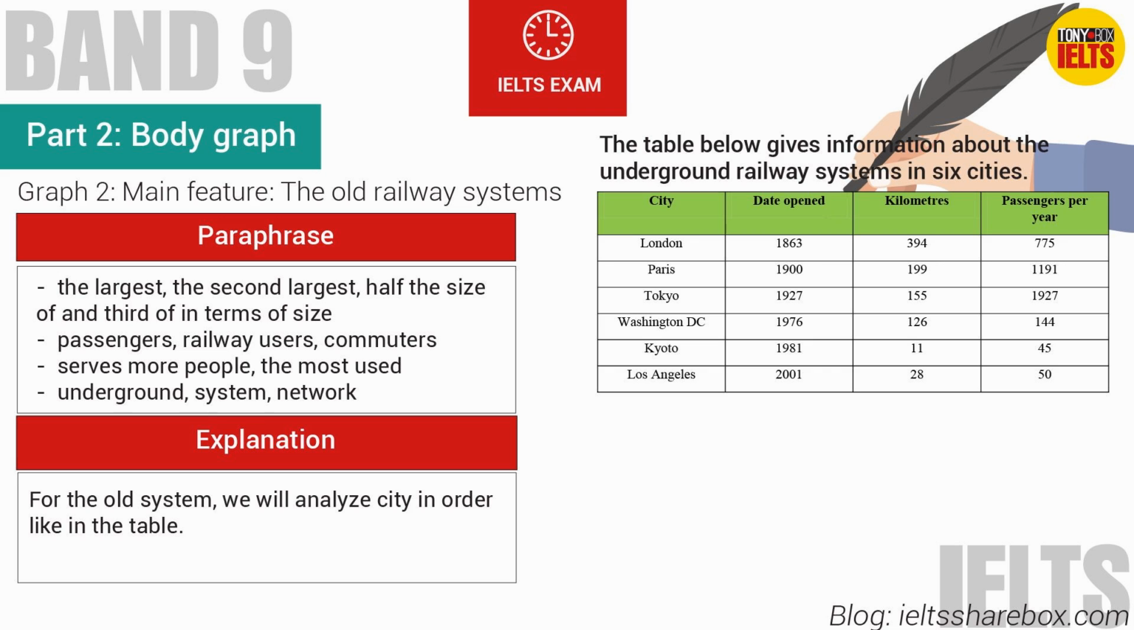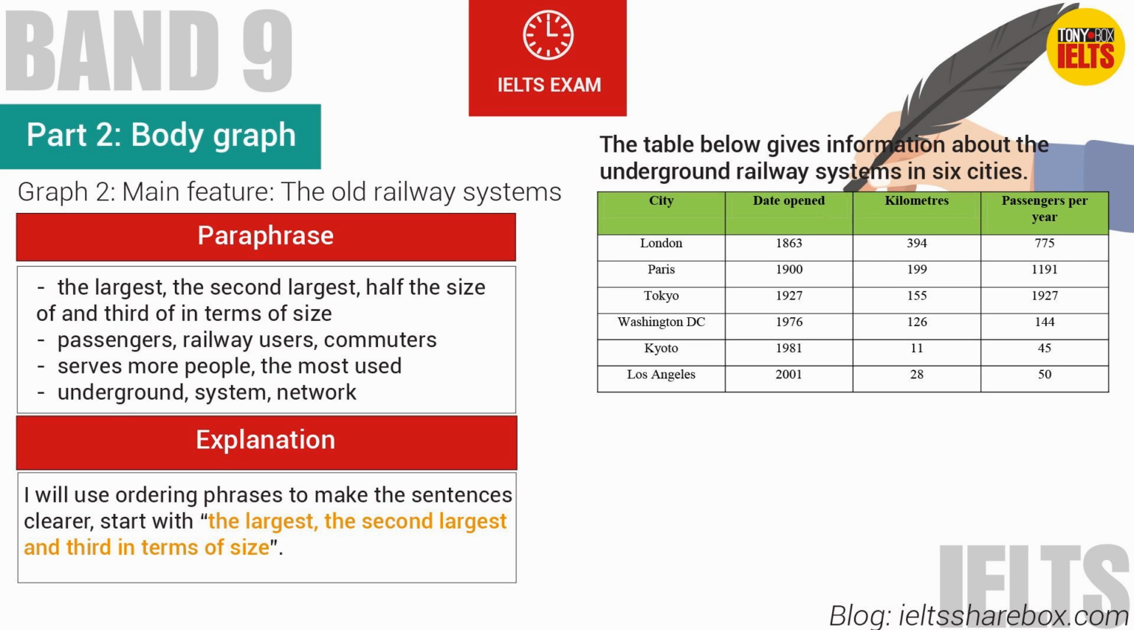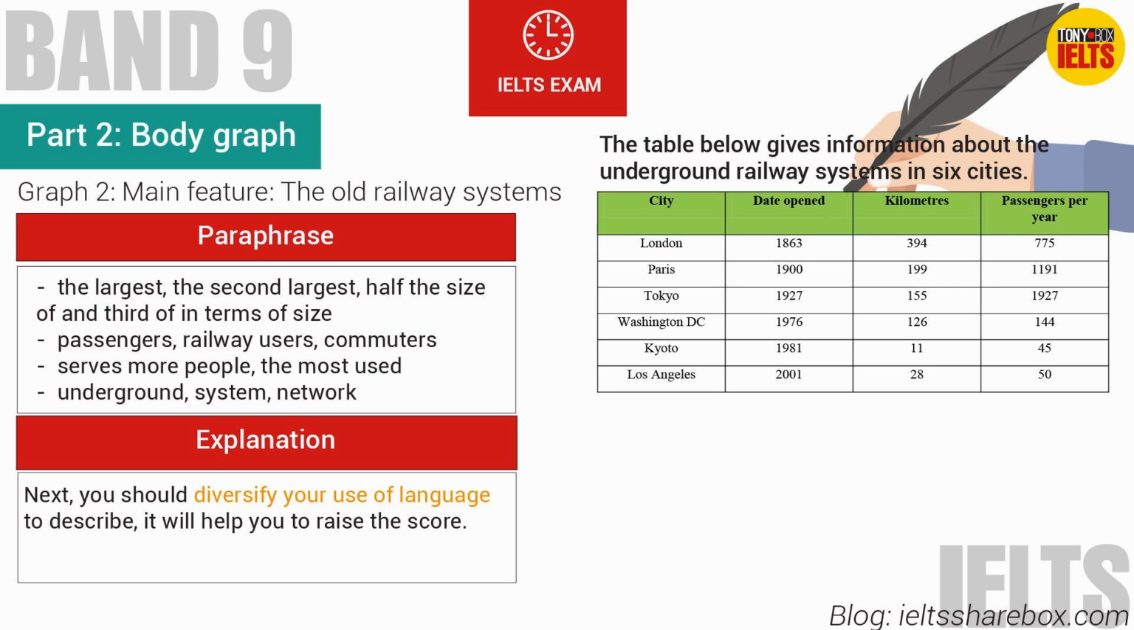Explanation. For the old system, we will analyze cities in order, like in the table. I will use ordering phrases to make the sentences clearer. Start with the largest, the second largest, and third in terms of size. Next, you should diversify your use of language to describe. It will help you to raise the score.